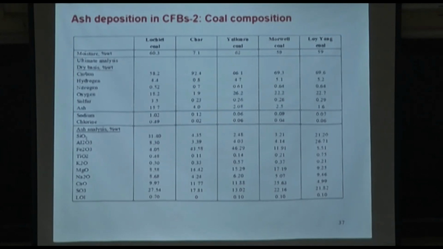We could not run it for more than 28 or 30 hours. Every time, in 3 or 4 different tests, it would fail after that amount of hours, with bed agglomeration.